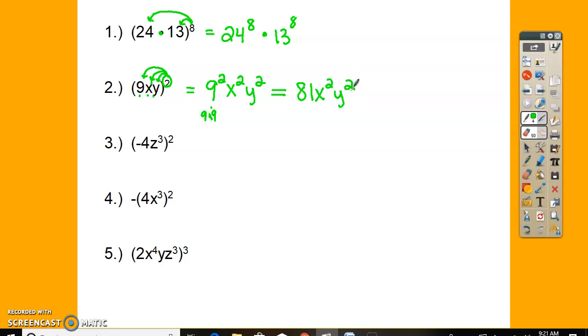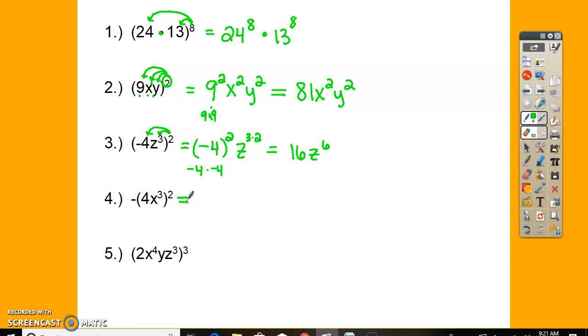Next example, -4 times z to the 3rd. So again, this 2 gets attached to both. So I have a -4 that is being raised to the 2nd power, and a z to the 3rd that's being raised to the 2nd power, so I'm going to multiply that. -4 squared, remember, is -4 times another -4, so it's a positive 16, and then we get a z to the 6th power.